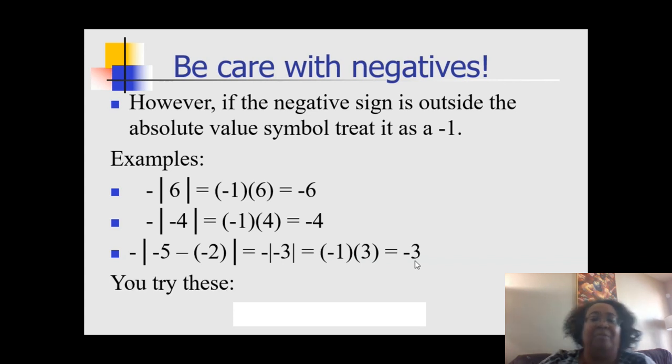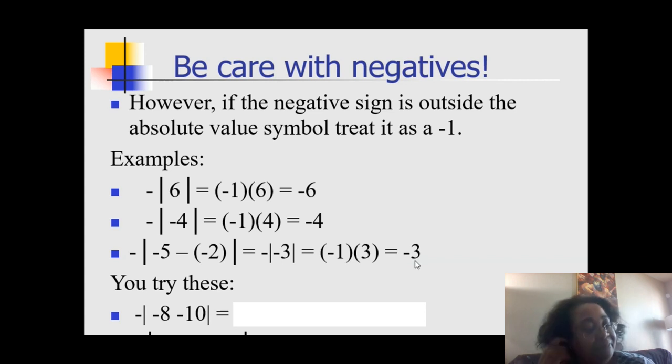So I've got two problems here I want you to try. You can stop the video and go ahead and try them. I am going to tell you what the answers are. So remember, you treat the absolute value like it's a parentheses. Go ahead and stop the video and do these.